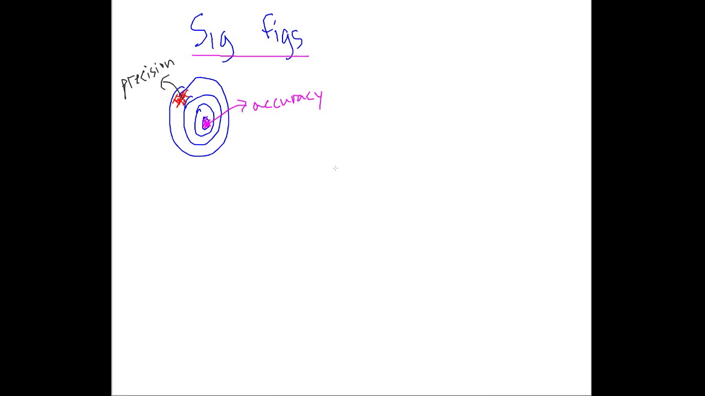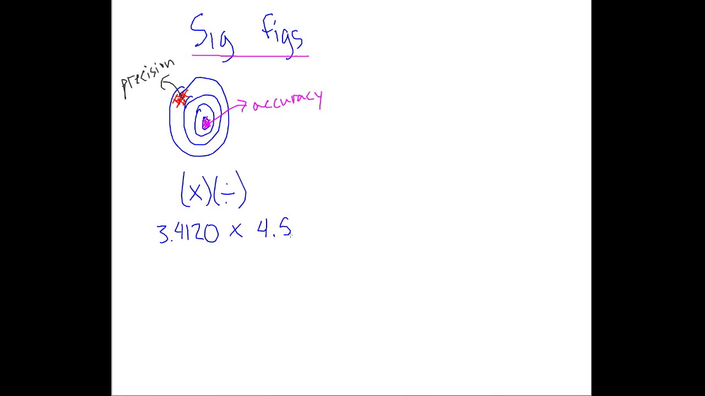Now, on your test, you will have to do some operations with significant figures. So there are some rules to follow when you are doing these operations. So let's start with multiplication and division. Let's say we've got 3.4120, and we are multiplying that by 4.5.